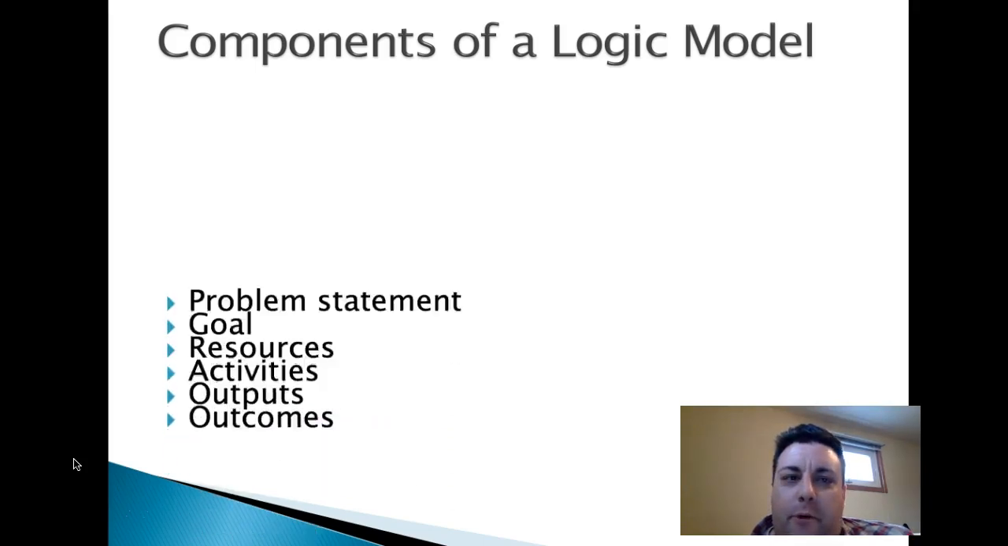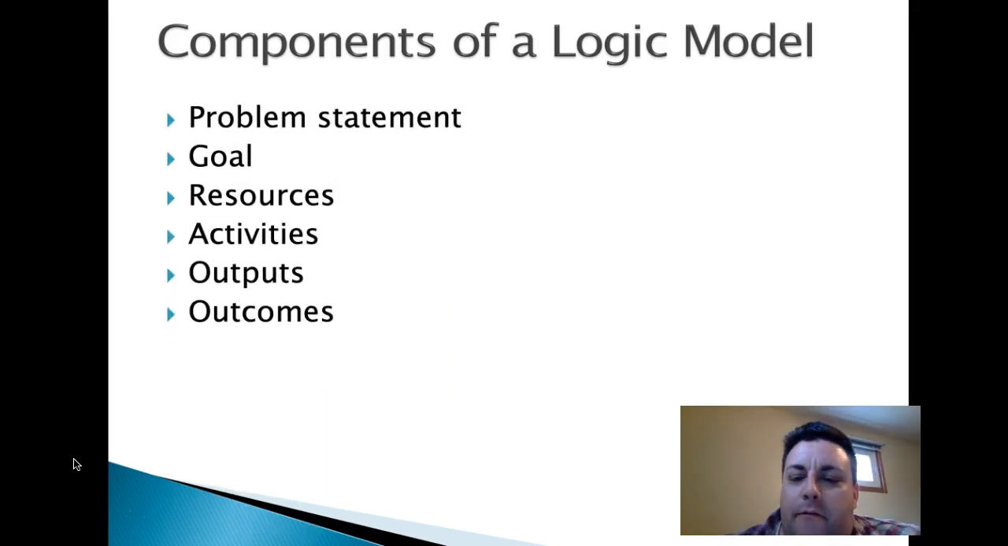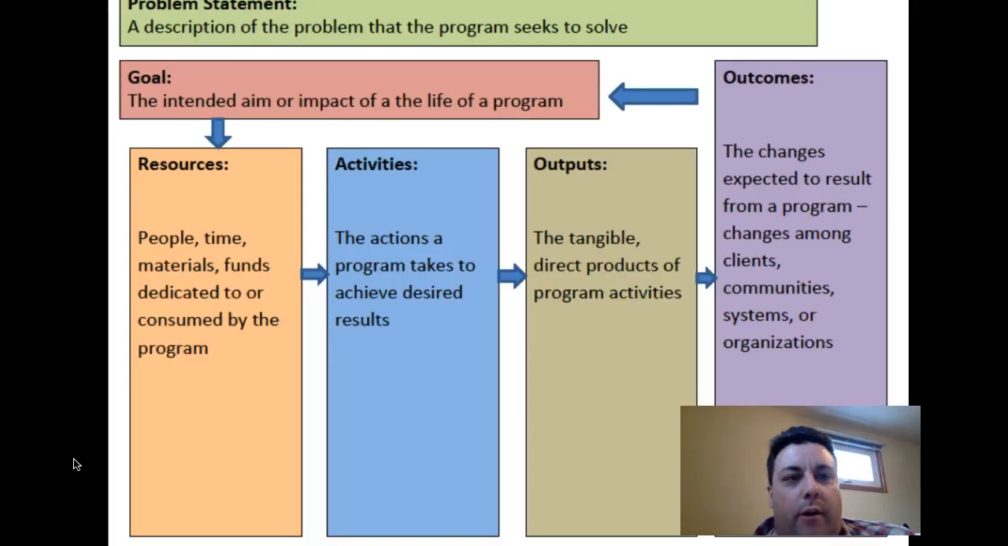All right, so the different components of a logic model. Typically, the different components of a logic model are some kind of problem statement, some type of goal, which is usually a resolution of the problem in the problem statement. And then the resources, activities, outputs, and outcomes. That's the heart of the logic model. It's those four things that are organized in a linear fashion, and describe the picture of the program and what it's doing.